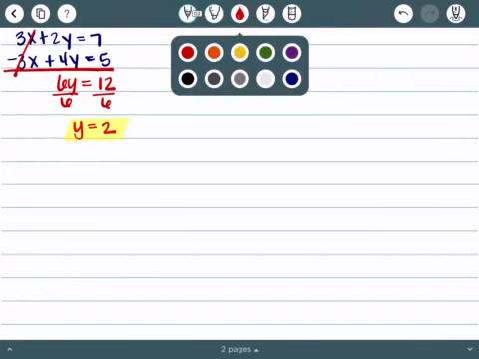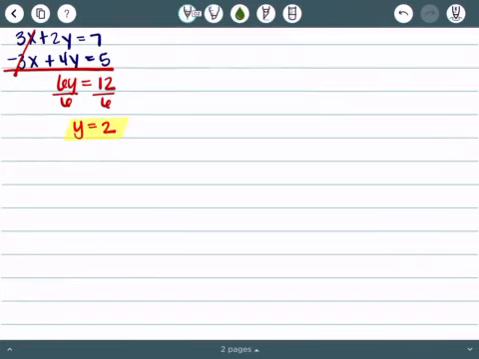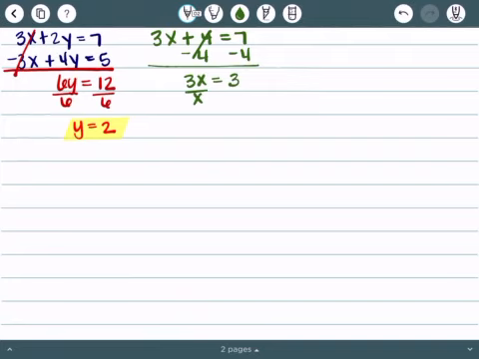So now I need to plug that into one of my equations. It doesn't matter which equation. Sometimes you'll see that one equation is easier than the other. Otherwise, I typically just plug it in the top just because. So 3x plus 2 times y, which is 4, equals 7. I subtract 4 from both sides. 3x equals 3. I divide by 3 so that x equals 1. And so my answer is 1, 2.